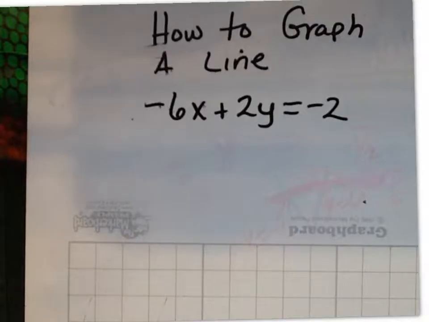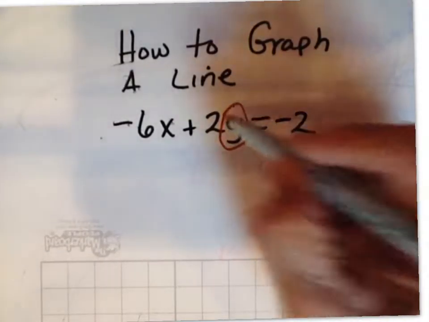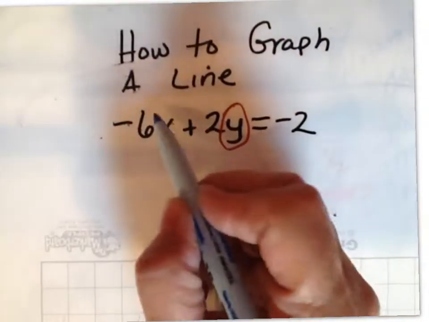Alright, here's the thing about graphing a line. First of all, as far as I know, it has to be in slope-intercept form. Slope-intercept form means that y has to be by itself. So I've got to get rid of everything over there with the y before I can graph it on a calculator.